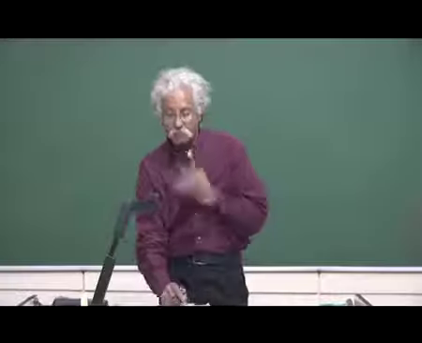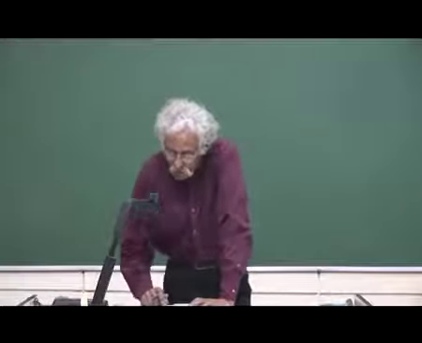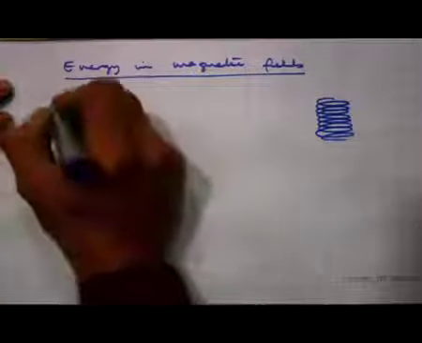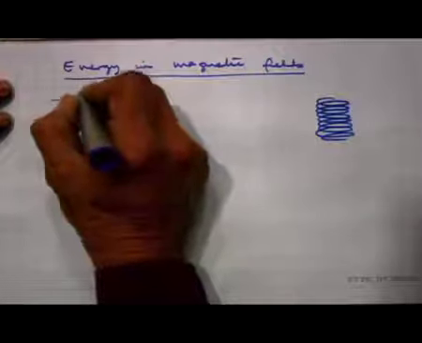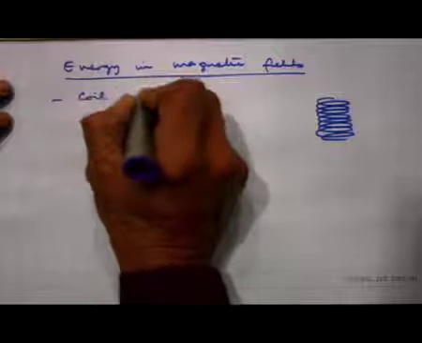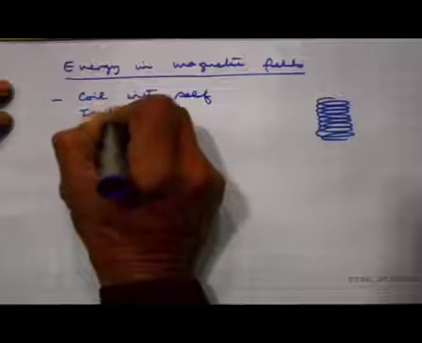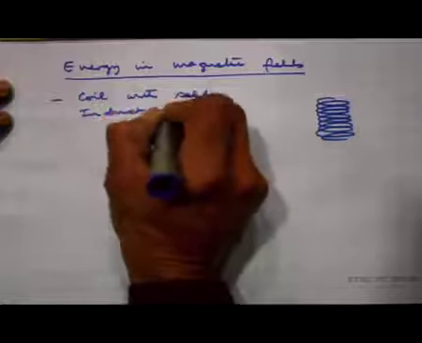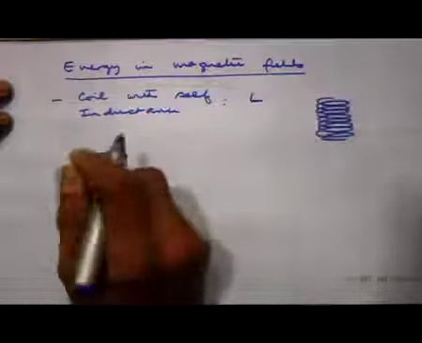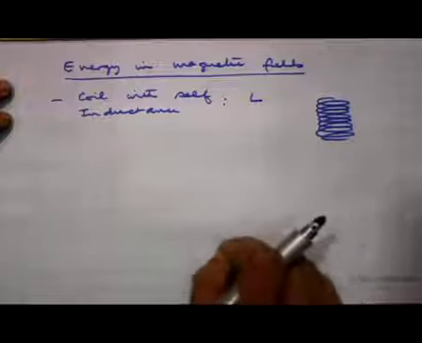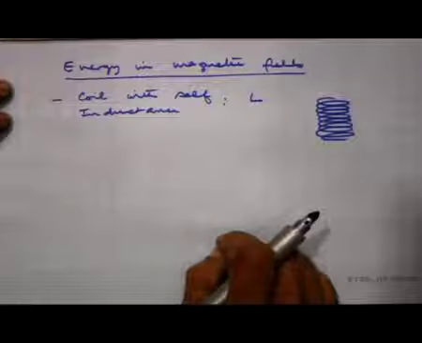So, I want to calculate what is the energy stored in magnetic fields. For this, let me consider a solenoid, a coil with self inductance L. So, I consider a coil, for example a solenoid, with self inductance L.